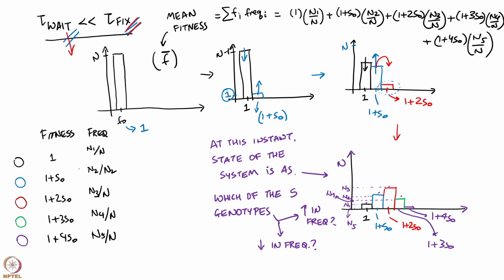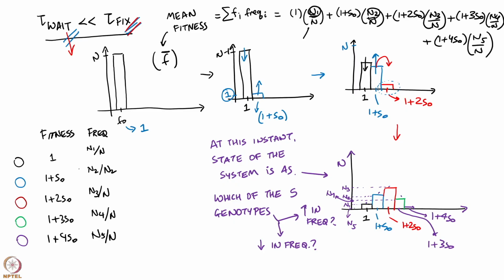Note that as time is moving forward, these numbers are going to change. The N1, N2 will change with time, and as a result the mean fitness will also keep changing with time. So, now if I want to ask which of these 5 bars is decreasing and which is increasing, I simply have to compare this number with the mean fitness. If the fitness of the genotype is higher, then that genotype increases in frequency, but if a particular genotype's fitness is lower than the mean fitness, then that genotype decreases in frequency.